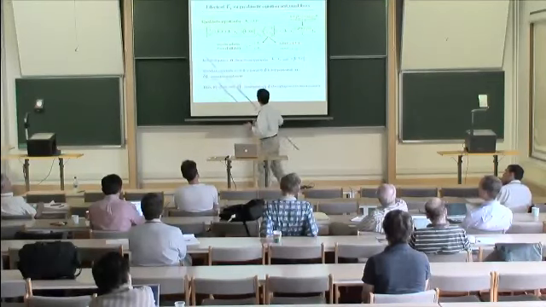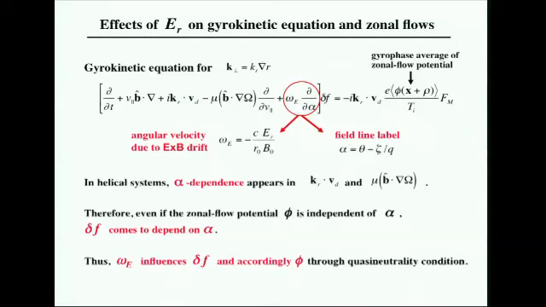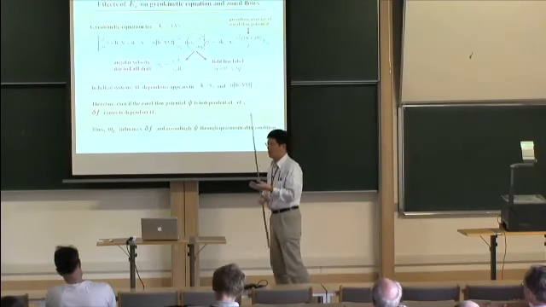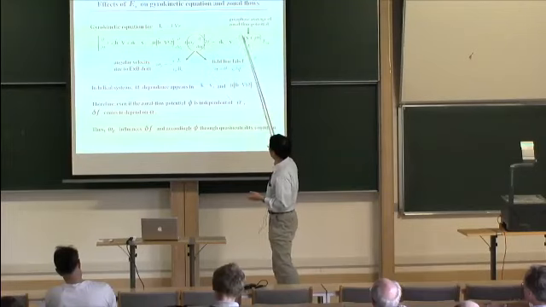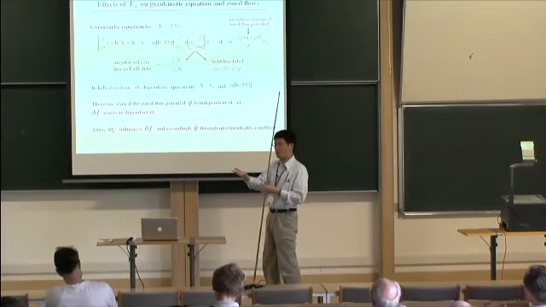Okay. So in a sense, we artificially defined, in this linear problem, phi as free of poloidal and toroidal angles. And using this equation, we calculate delta F and combine it.